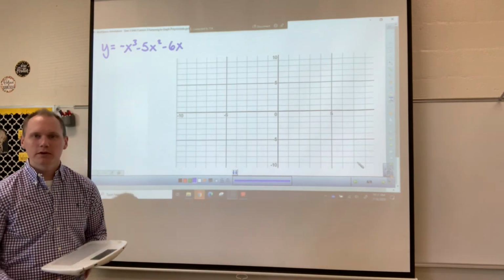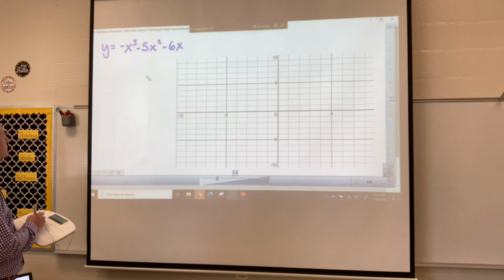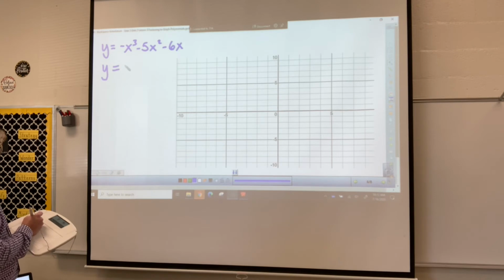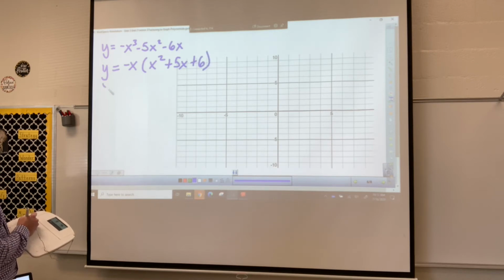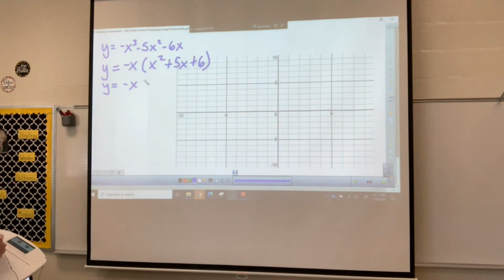Okay, so with this one, it's a little bit different because we're going to think about GCF first. So what can we factor out of this entire function? Yeah, negative x. That's going to leave us with positive x squared, positive 5x, and positive 6. From there, we can actually factor the quadratic that's left over. What multiplies to give us 6 and adds to give us 5? 3 and 2.